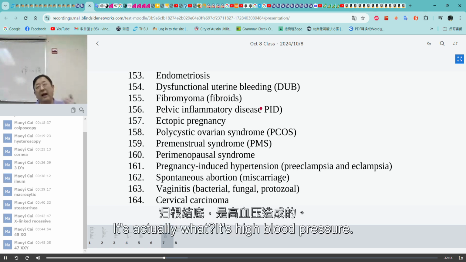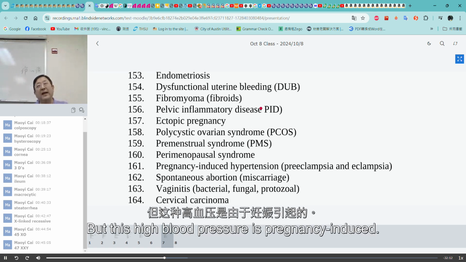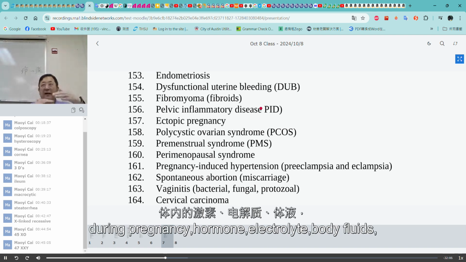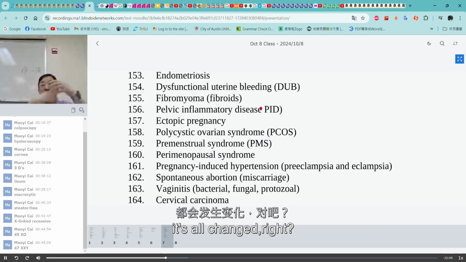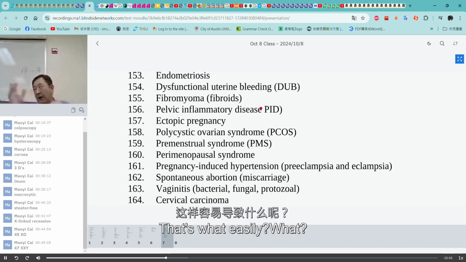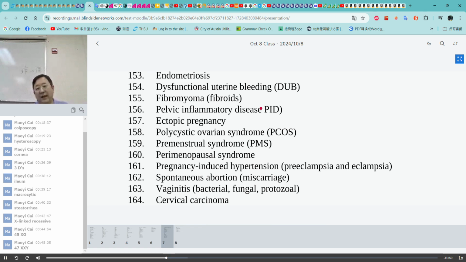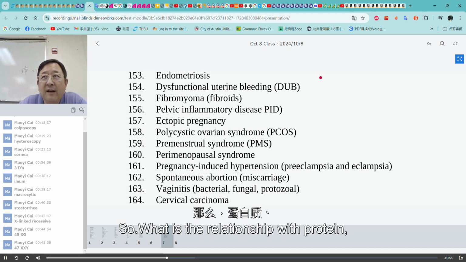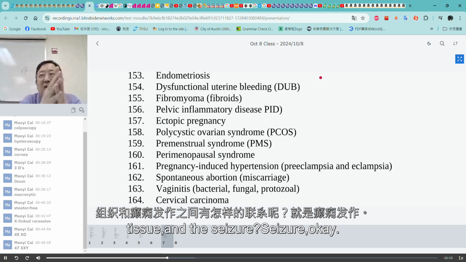It's actually a high blood pressure. But this high blood pressure is pregnancy induced. You know, during pregnancy, hormones, electrolytes, body fluids are all changed, right? That's what easily causes this high blood pressure. This is the one, okay? So what is the relationship between the protein issue and seizure?